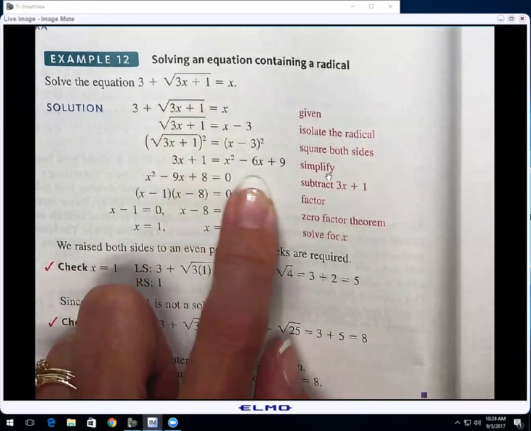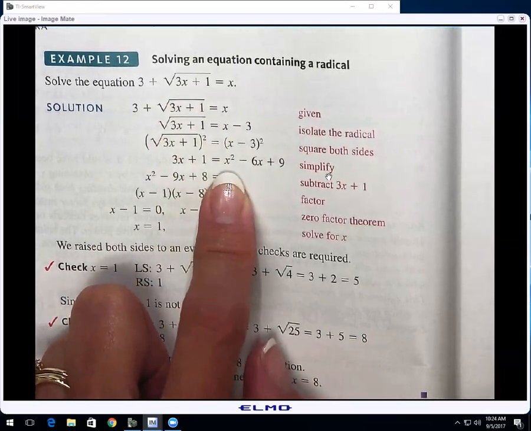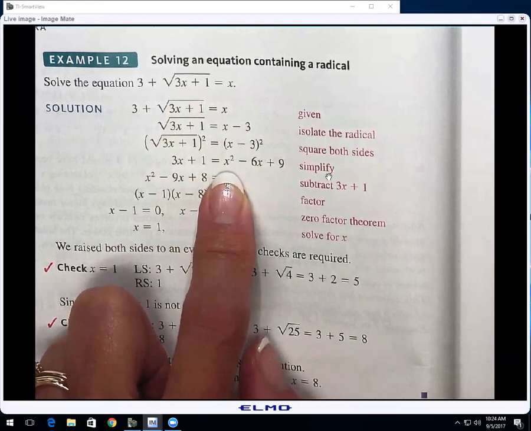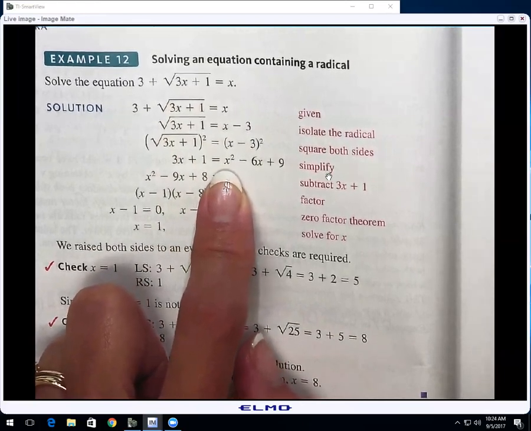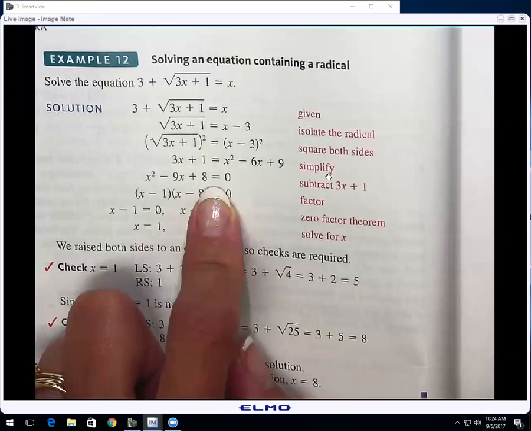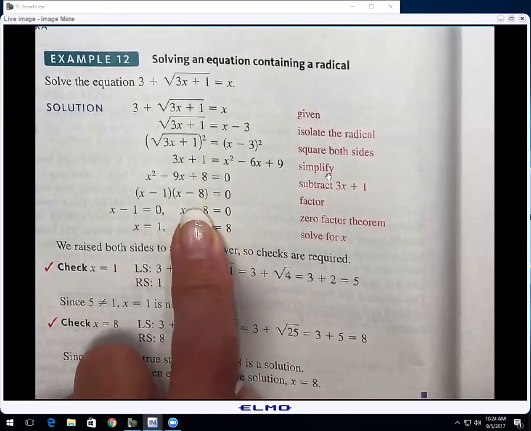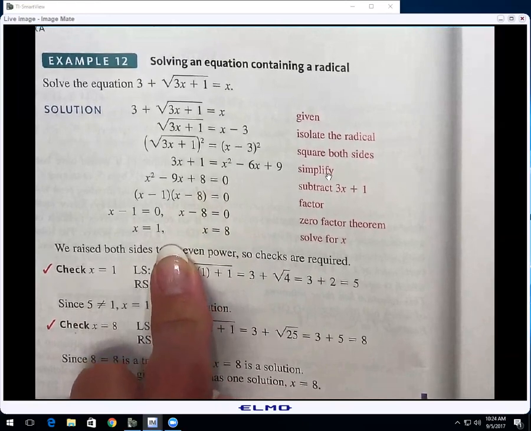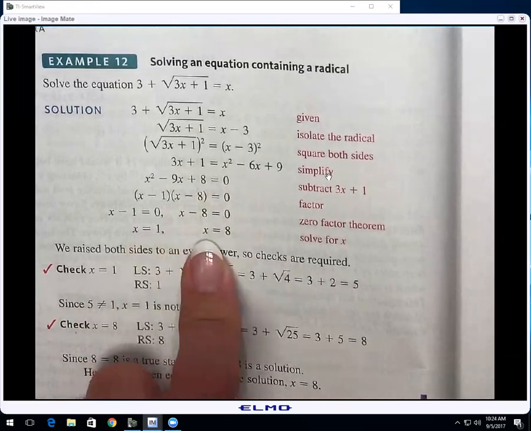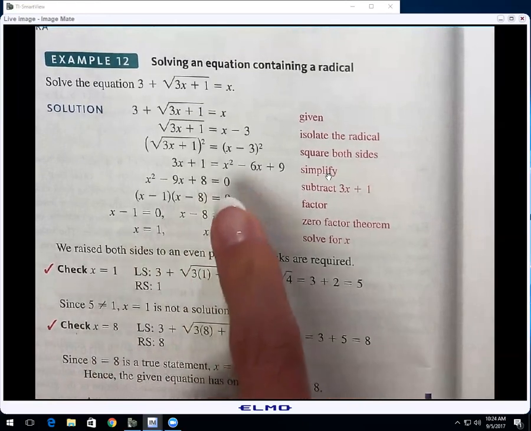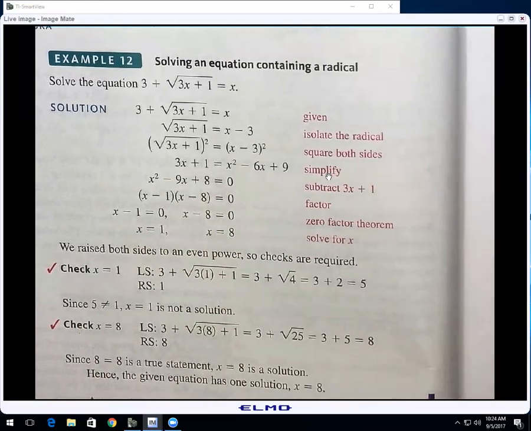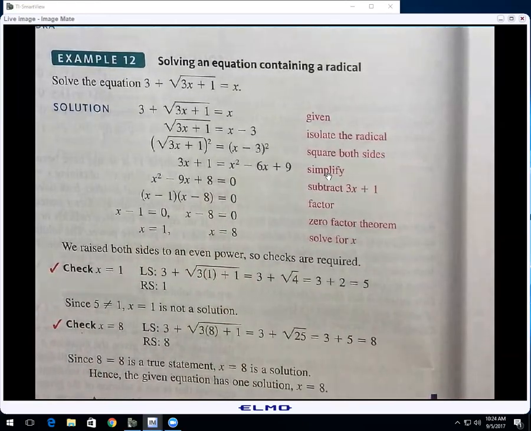And then what kind of equation is that? Quadratic because of the x squared. Since it's quadratic, we have to get it set equal to 0 and factor. If we couldn't factor, we'd have to use the quadratic formula. But this one would factor and give us the 2 solutions, 1 and 8. I said solutions 1 and 8. I should have said possible solutions 1 and 8.